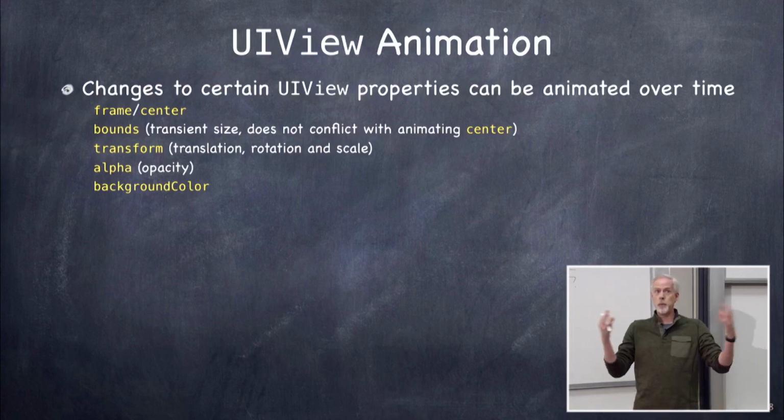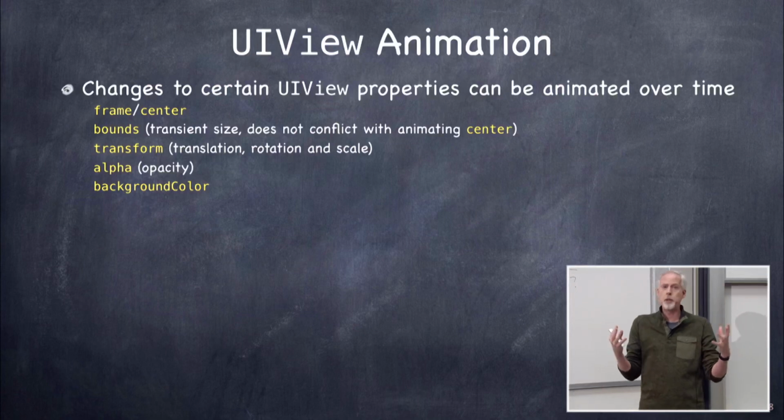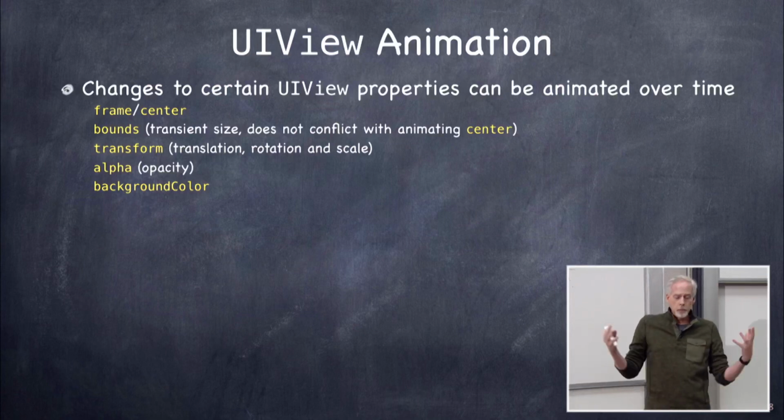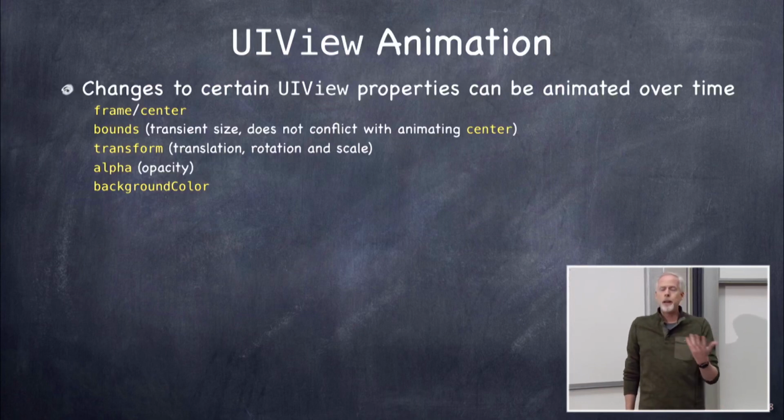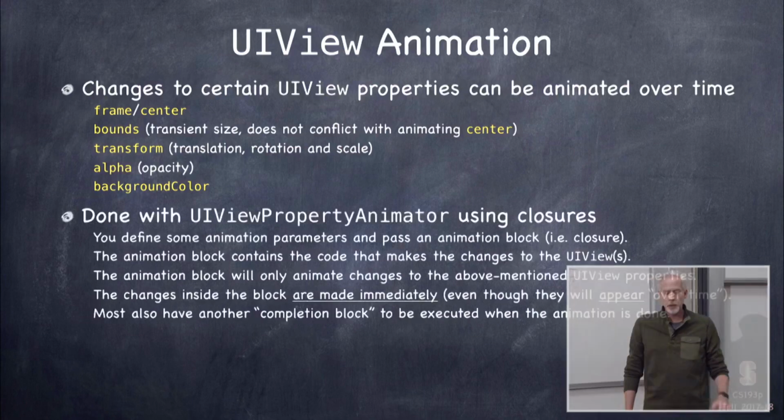You could also do scaling with that. In fact, that's probably a better way to do scaling than trying to muck with your bounds. And then opacity, another good one, fading views in and out, appearing, disappearing. And background color, we almost never do that, but you could do that.